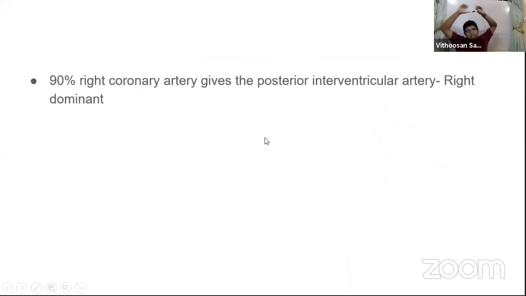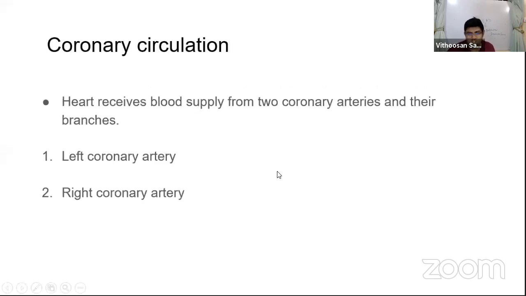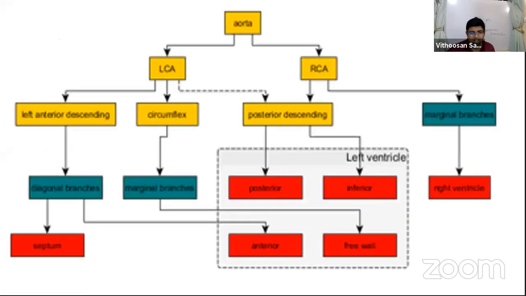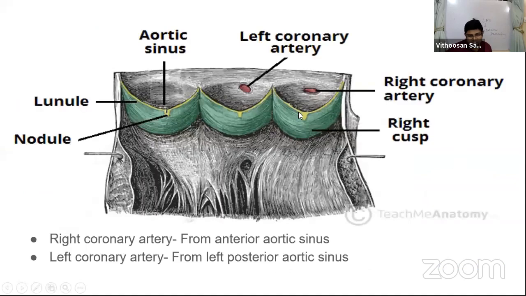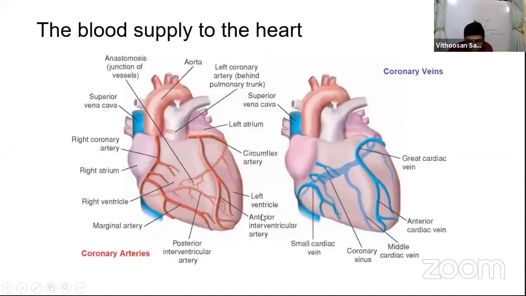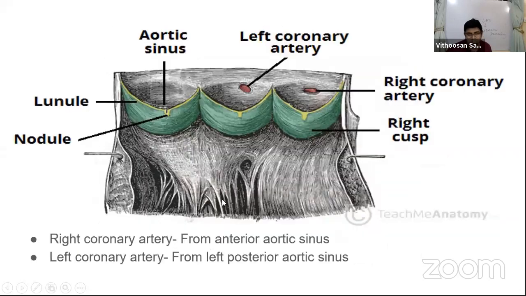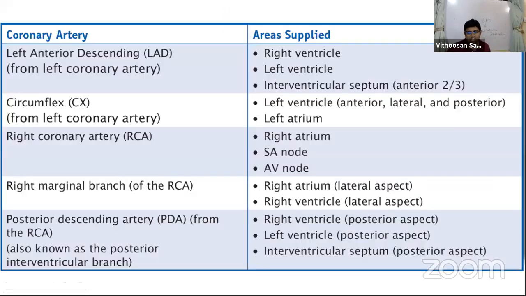In about 90% of people, the posterior interventricular artery is given by the right coronary artery. That's why we say they are right dominant. These are the areas supplied by each artery. The left anterior descending supplies some part of the right ventricle, the left ventricle, as well as the septum.